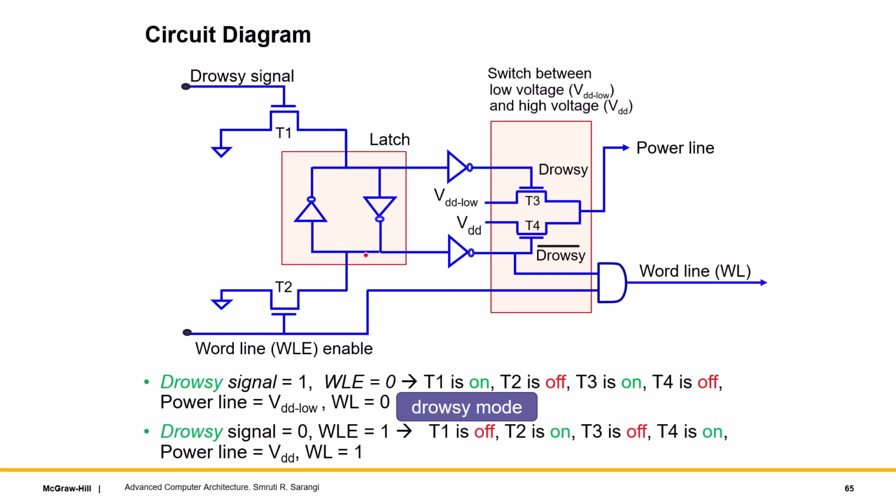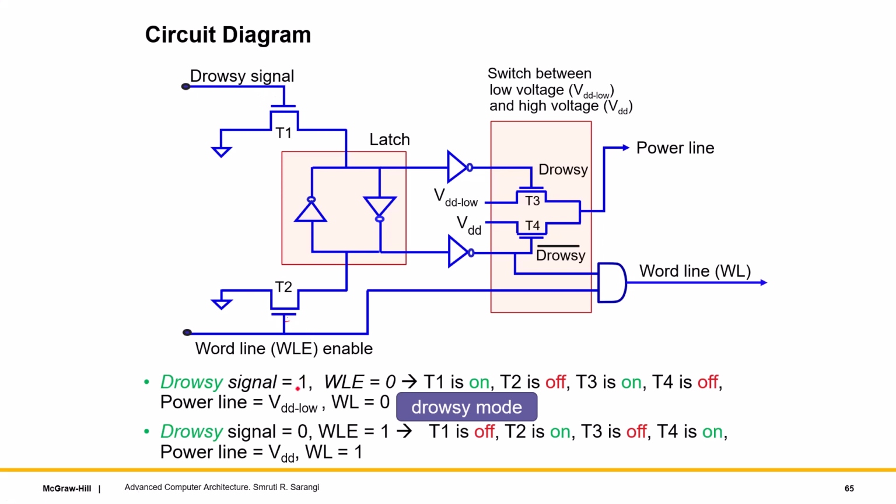The circuit looks like this. This is not very tough as a circuit. In fact, we have seen this circuit. This is an inverter pair. These are the word line transistors. So we have seen them, right? This is not something that we have not seen. And this is the drowsy signal.